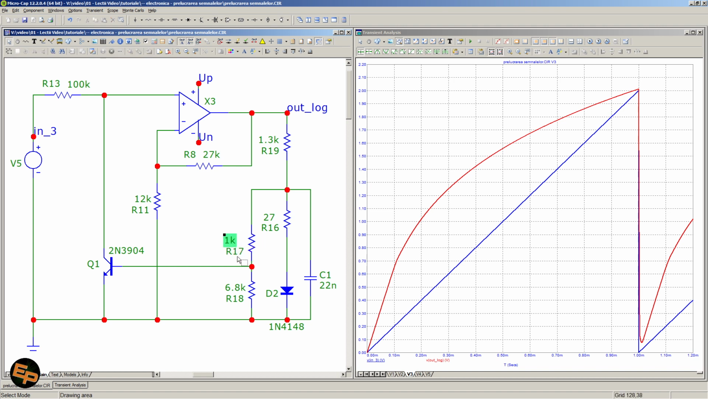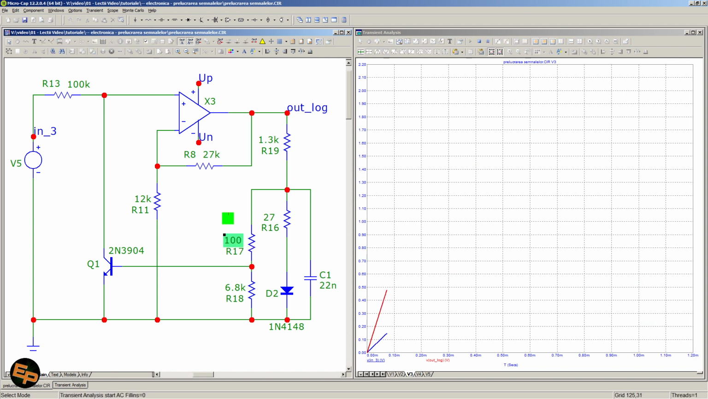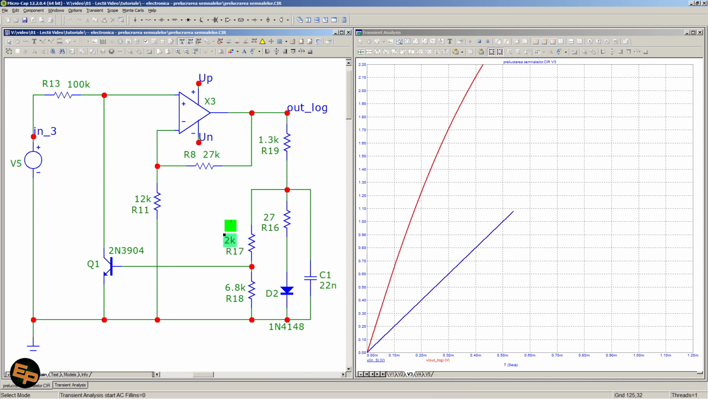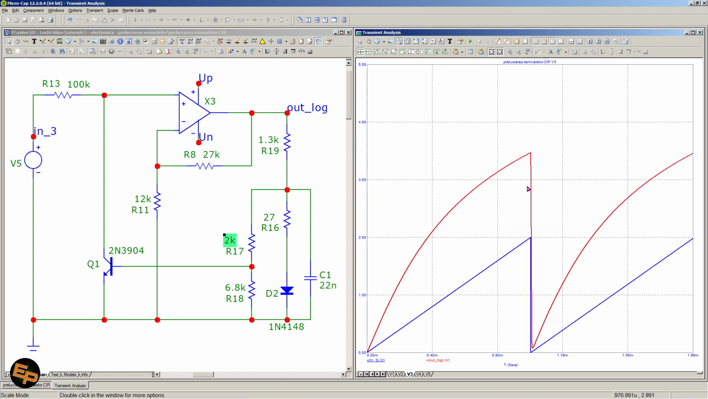The smaller the value this resistor has, R17 in our case, the faster the transistor will turn on, and the more bent the curve on the output will be. For example, if I make this 10 times smaller, I make it 100 ohms, we can see that the output voltage bends a lot faster. If I put 2 kilo ohms, we will see that the output voltage has a much smaller curve.